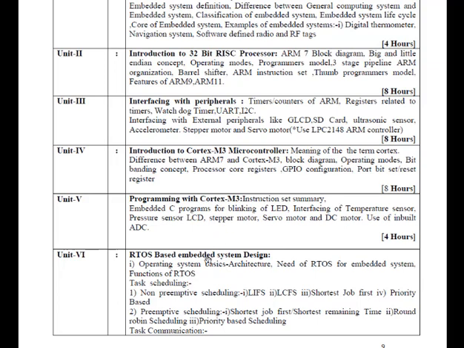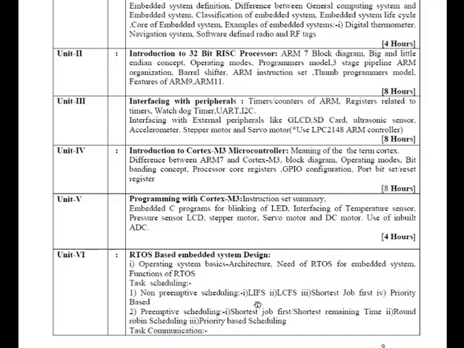Then RTOS-based embedded systems. RTOS stands for real-time operating system. In the real-time operating system we will see why it is needed, why we require a real-time operating system for an embedded system. Then we will see some task scheduling.